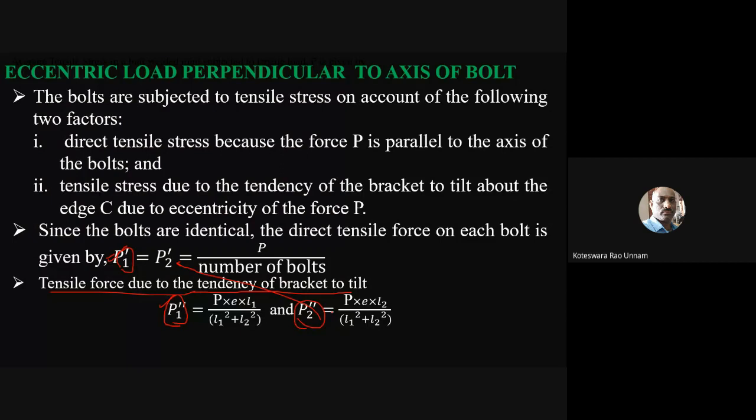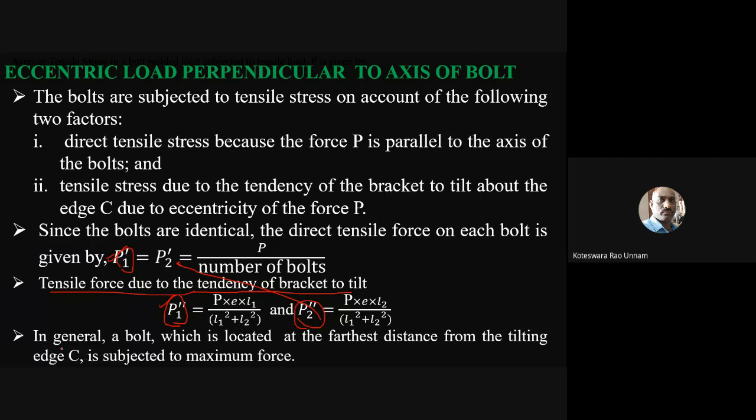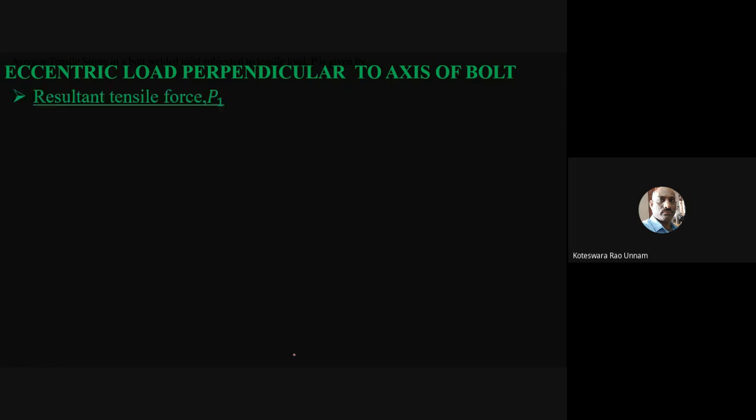So like that, you can solve the problems. Okay, so once I got the resultant, in general, the bolt which is located at the farthest distance from the tilting edge C is subjected to the maximum force. That's what we already discussed. So then the resultant force is nothing but the summation of those two.